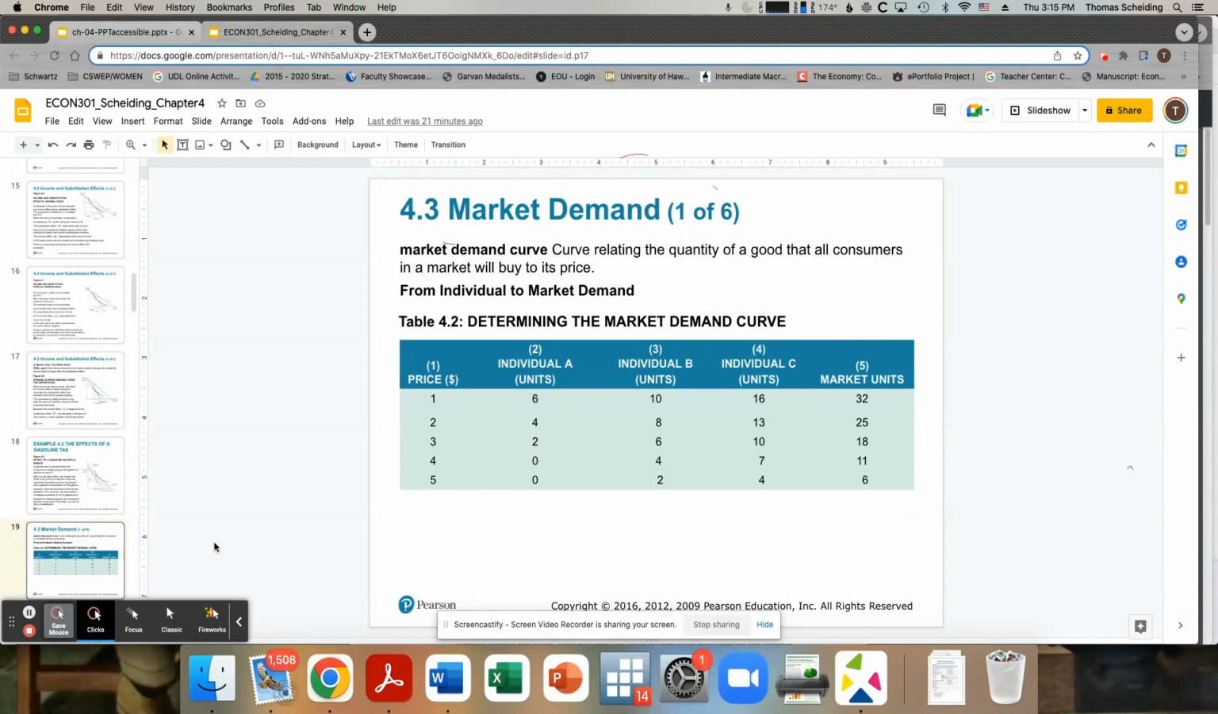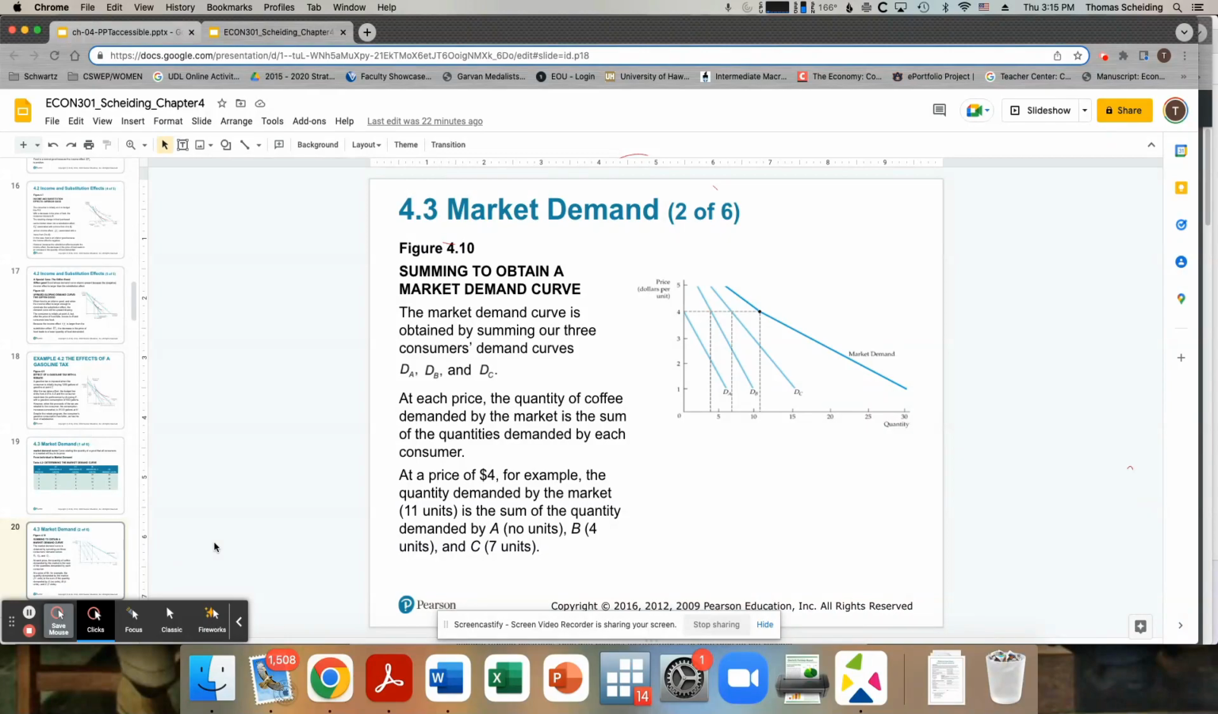So now we're moving to the next section, 4.3, where we're going to add up the individual demand curves to get a market demand curve. Pretty simple. We're going to add up, in this case, the three individuals, A, B, and C, and then we're going to say at the price of $1 that we have 32 total units across all three individuals. So demand curves are additive. We would add them up horizontally. We can see that in the table here, and you can see this graphically here.